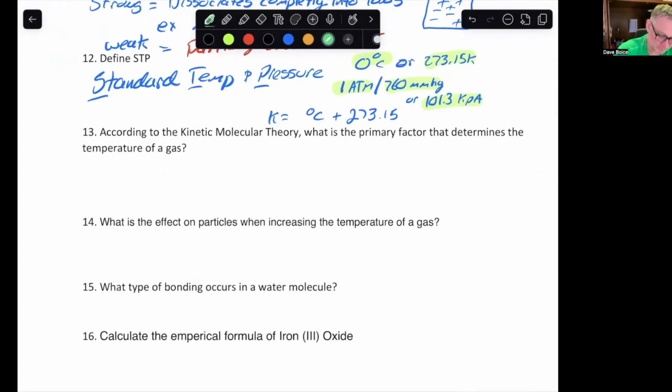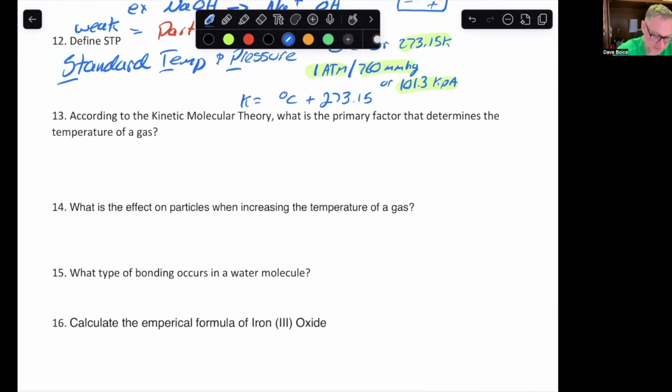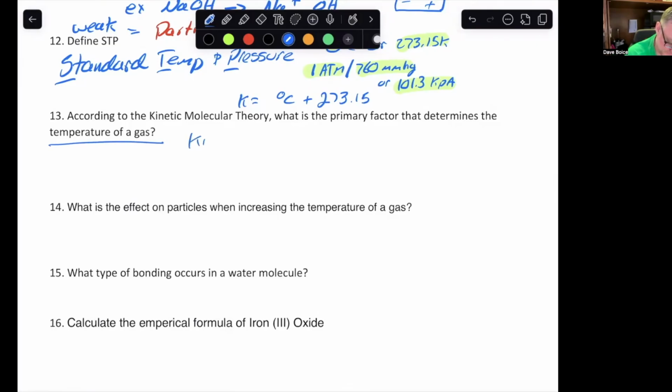Ooh, here we go. According to the KMT, what is the primary factor that determines the temperature of a gas? Well, this is very important. And the primary factor is temperature. Oh, wait, yeah. Determines the temperature of the gas. Okay, and that is going to be the kinetic energy, or movement of molecules.